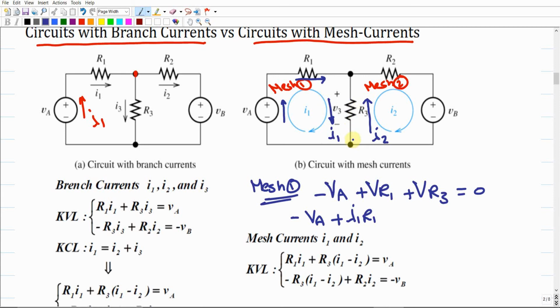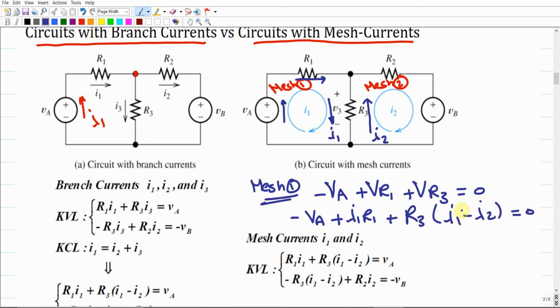So the total current over R3 should be the difference between I1 and I2. Is it I1 negative I2 or I2 negative I1? It depends on where your reference is. The easiest way, since we're already working over mesh 1, is to take I1 as my reference. So the voltage over R3 is the current over R3 times R3. The current is the difference between I1 negative I2, and the equation equals 0.